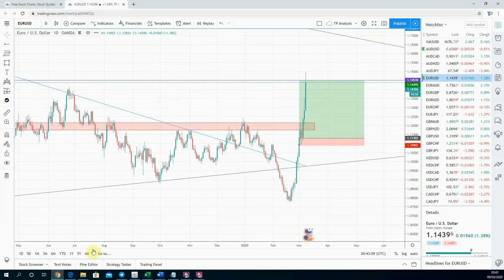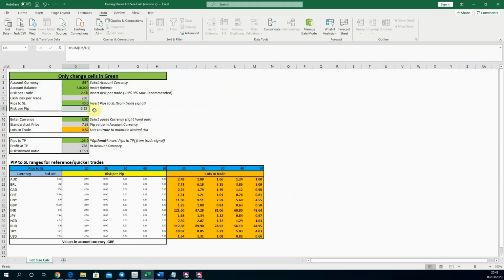We're trading euro dollar. So that means the right hand side of a currency is US dollar. If we were trading Aussie dollar yen, you would go and find yen because it's right hand pair. If we were trading pound Canadian, you would select Canadian. So it's always a right hand pair. So as it's euro dollar, we go back and we find US dollar, select that. So we know the standard lot price is correct. We've just checked it out.